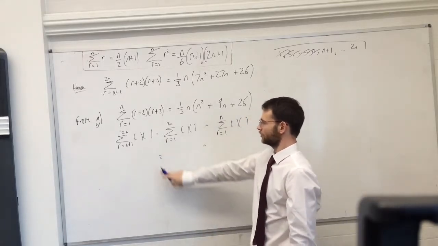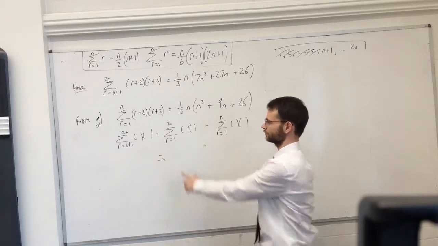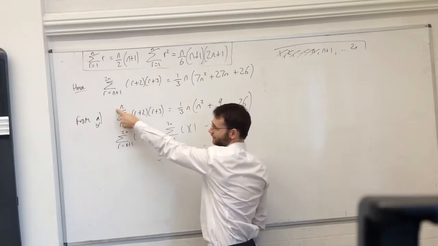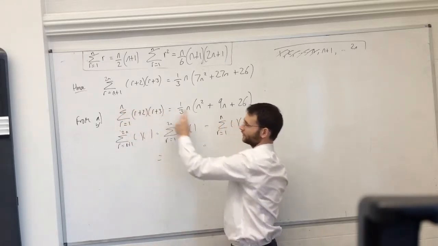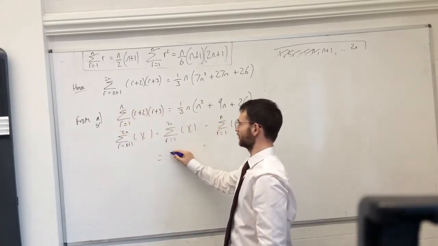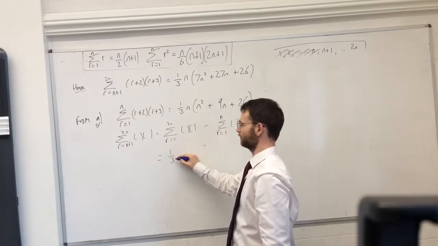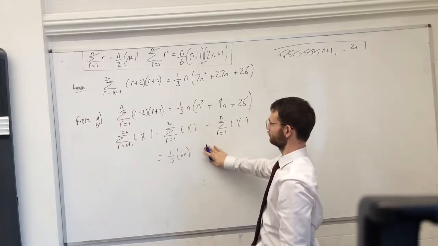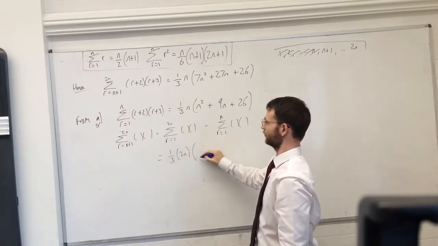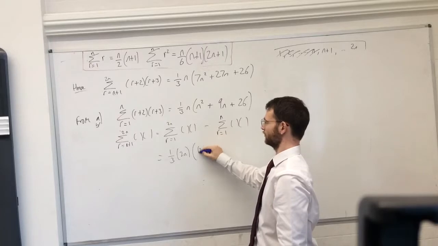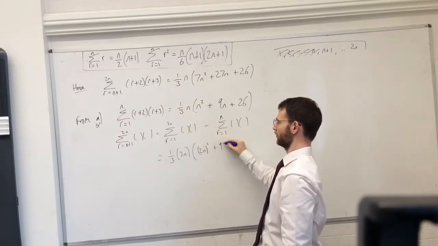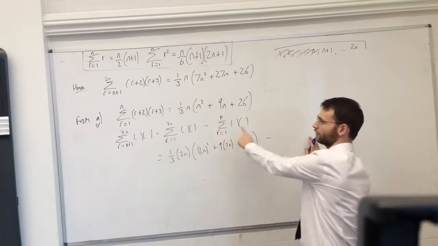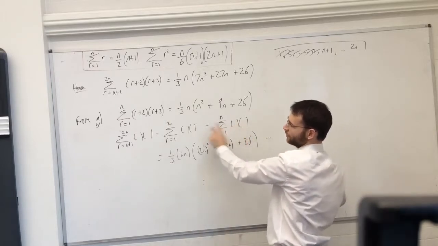So, 1 to 2n, we can use this because 1 to n, I've got that formula, so 1 to 2n, just sub in 2n. So I get 1/3 lots of 2n times (2n squared add 9 lots of 2n add 26). Take away from 1 to n of that stuff, which we've got here.